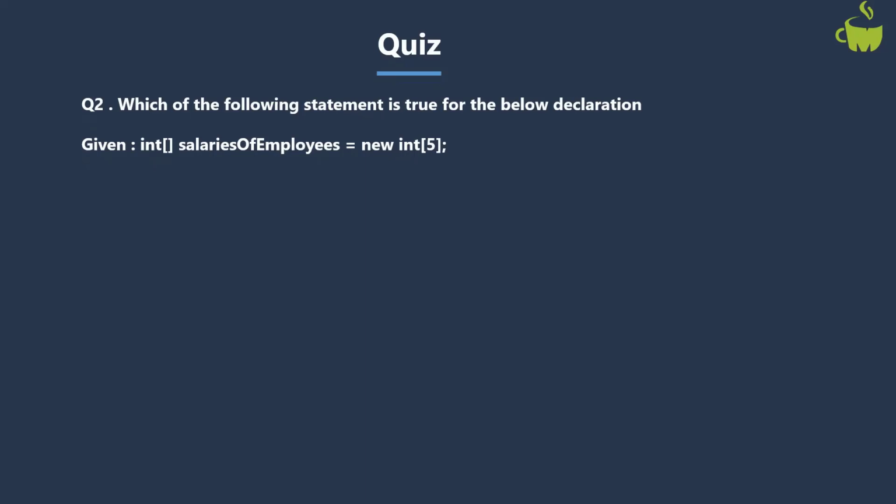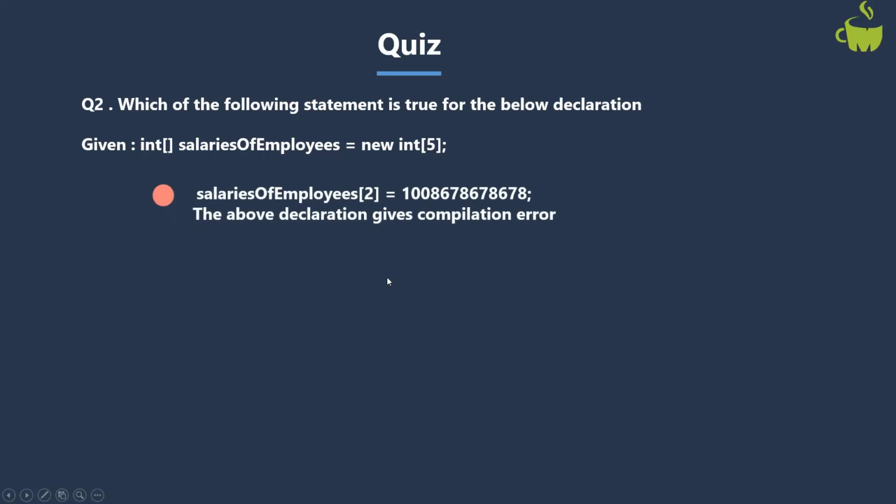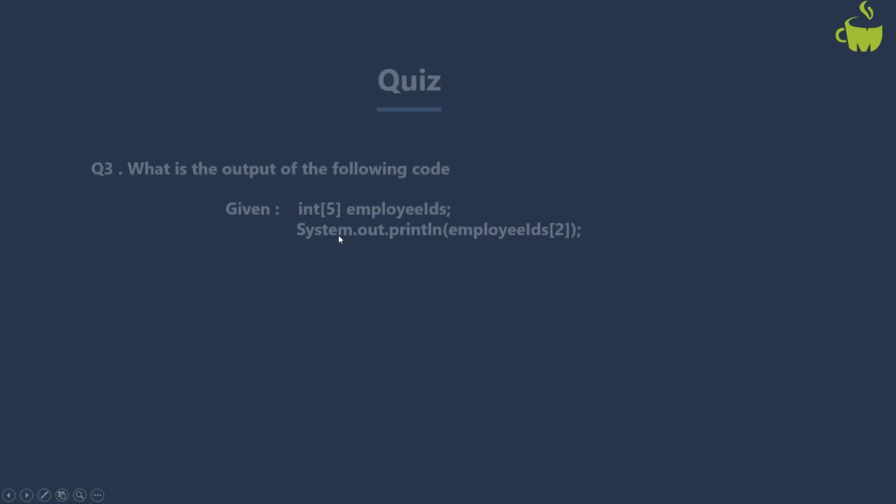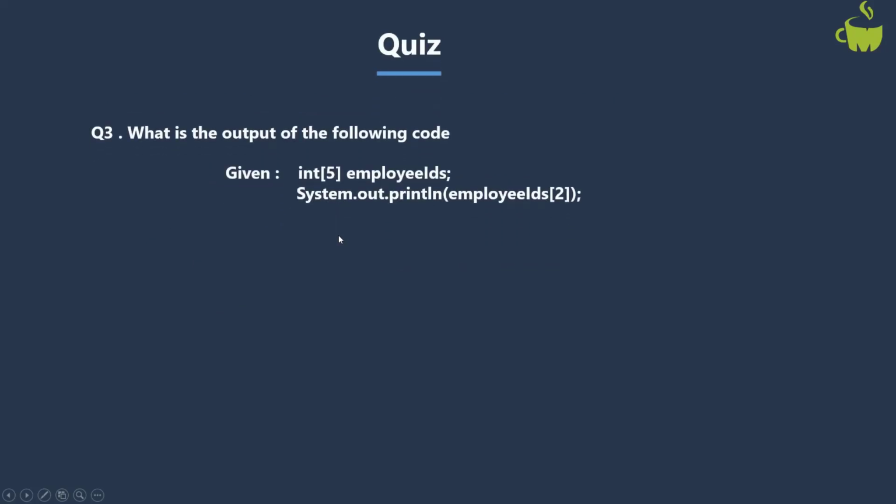Here is question number 2. Which of the following statements is true based on the below declaration? Given an integer array salaries of employees equal to new int of 5. And here are the options. And question number 3. What is the output of the following code? Given an integer array of 5 employeeIDs, System.out.println employeeIDs of 2. So here are the options.